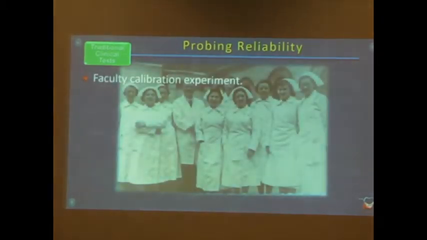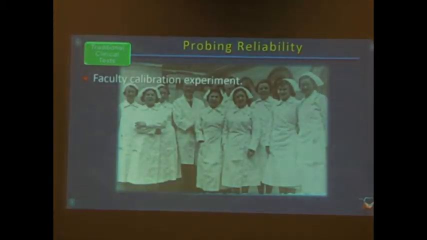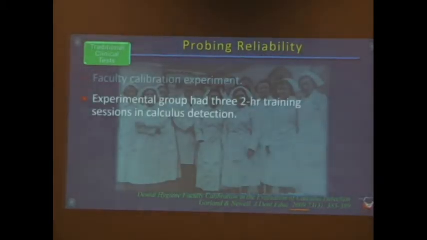Probing reliability. This was a classic study in the literature. They took a group of hygienists. This is a 2009 study. I just put that picture in there to show you how antiquated this is as a concept. Each of the participants got 2 hours training in calculus detection. They already knew how to do it, but they got another 2 hours each.